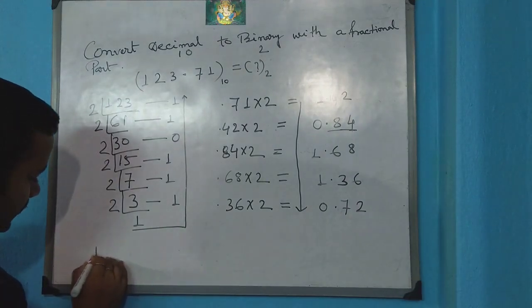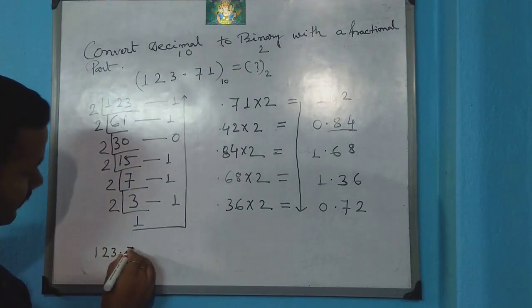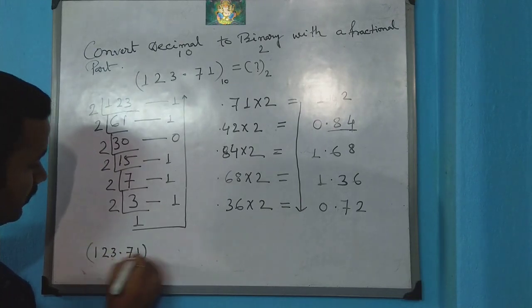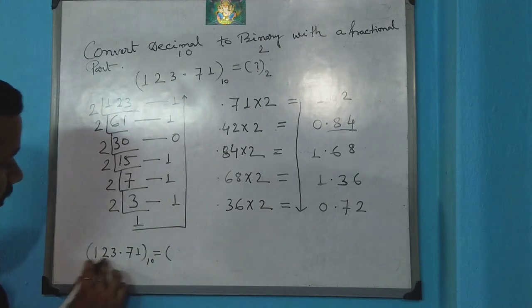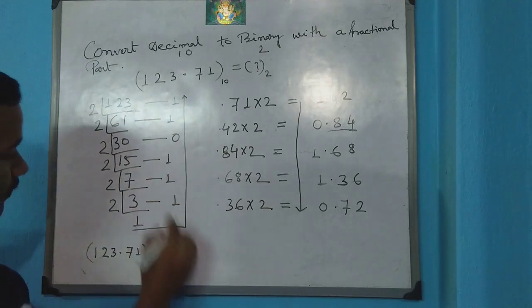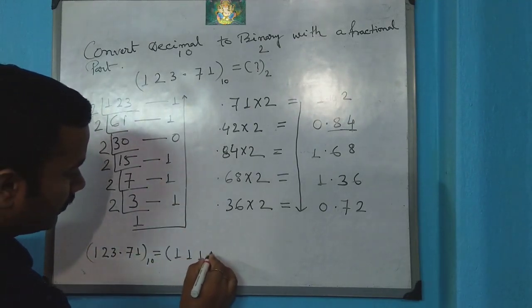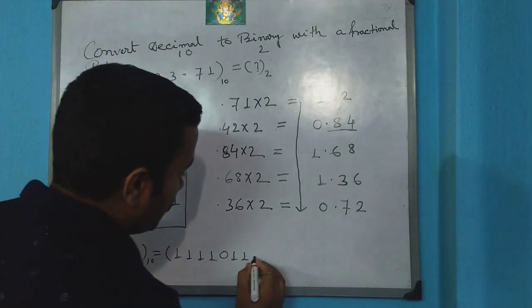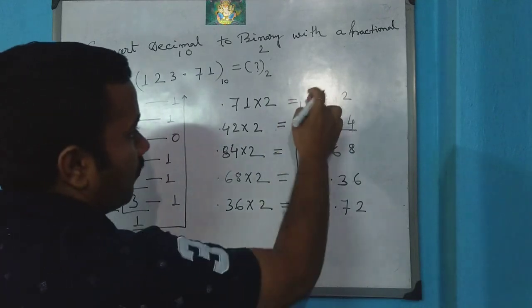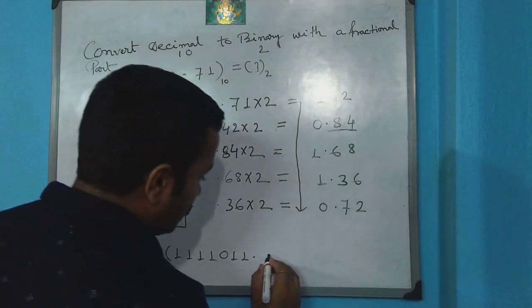So the answer: 123.71 in base 10 equals first 123, which is 1 1 1 1 0 1 1, point, 10110.